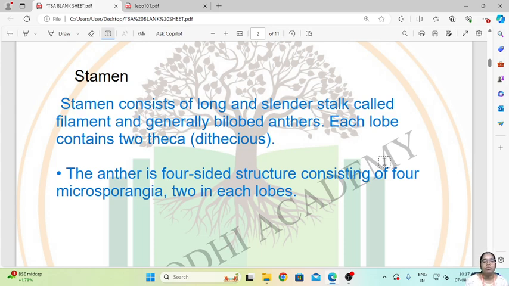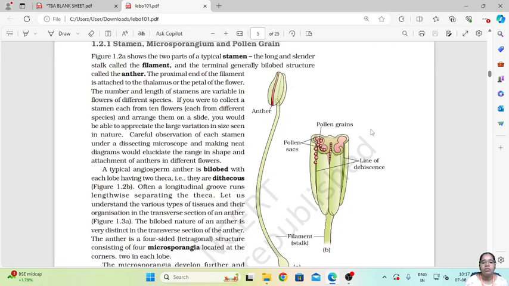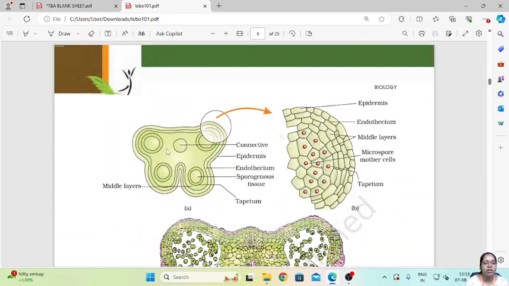So the anther is a four-sided structure, consists of 4 microsporangia, 2 in each lobe. So let us see the structure of anther now. So this is anther. This is the filament which makes the stamens of the male reproductive part. So this anther is a bilobed structure which consists of 4 microsporangia, which will further consist of sporogenous tissue which will form the pollen grain. So this is the structure of the anther.